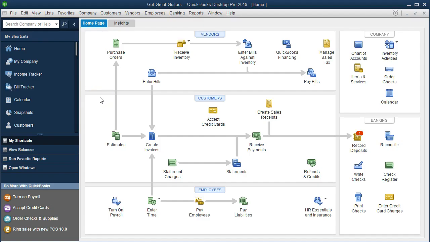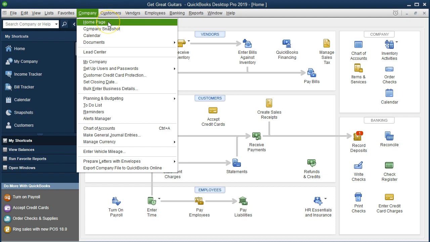Here we are on the home page. We're currently in the Get Great Guitar company file. You can find this home page no matter what company file you are in. So you want to go to the home page by going to Company and then Home Page.